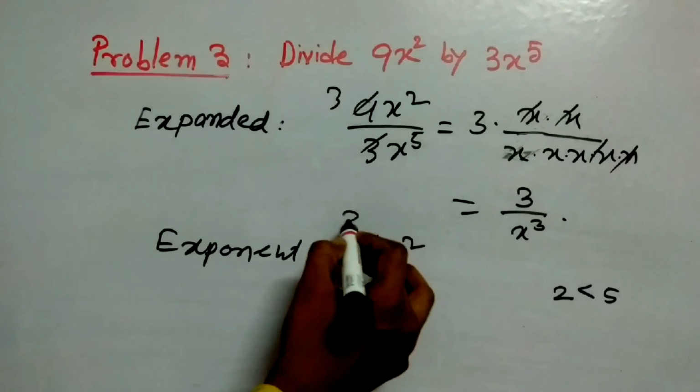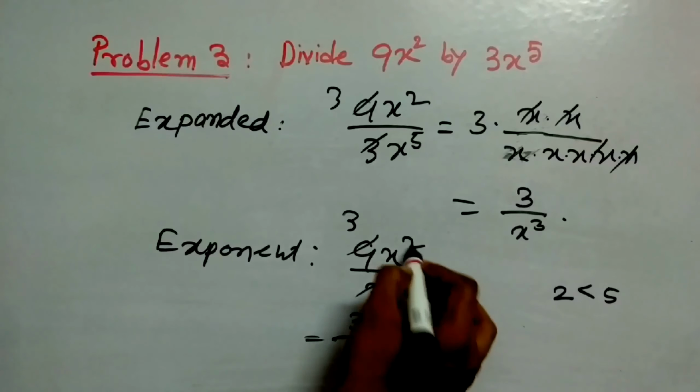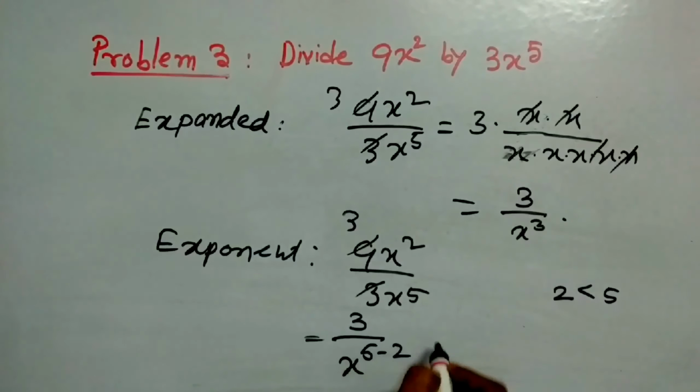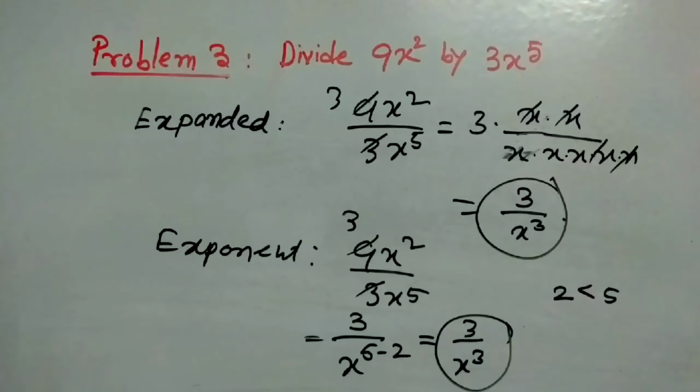So it is obviously 3. So 3 by x to the power, because 5 is greater than 2, so we will write 5 minus 2. So it will be 3 by x to the power 3, and that was the answer previously.